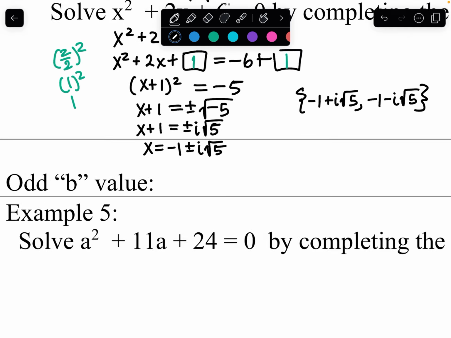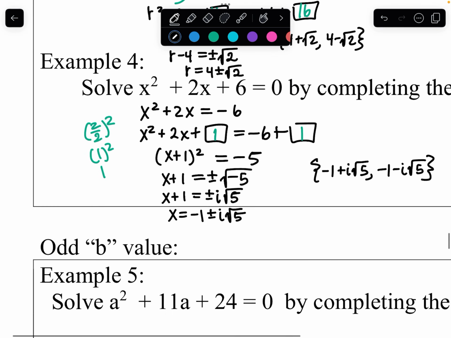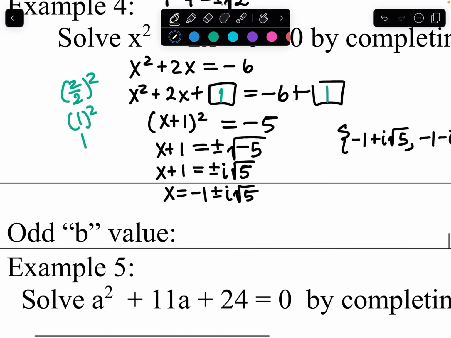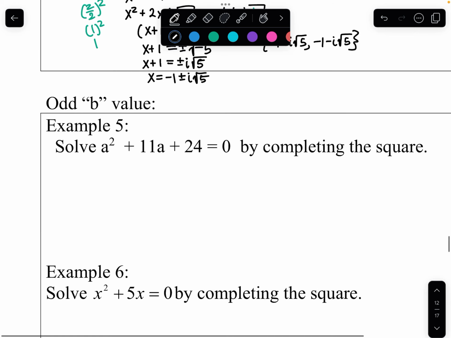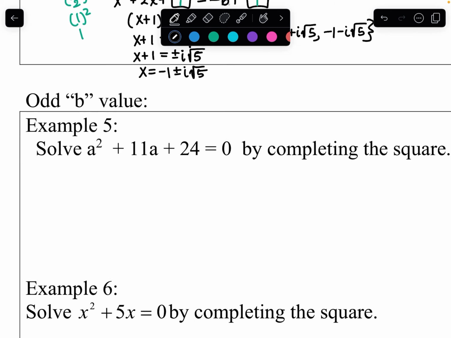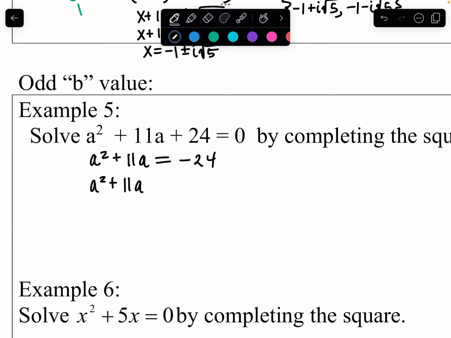And so completing the square works really nicely when your b value is even, because we end up with whole numbers to add to each side. If your b value is odd, you can still complete the square. You're just going to have to deal with fractions. And so here we do the same setup. Move the 24 to the other side and make room for your boxes.